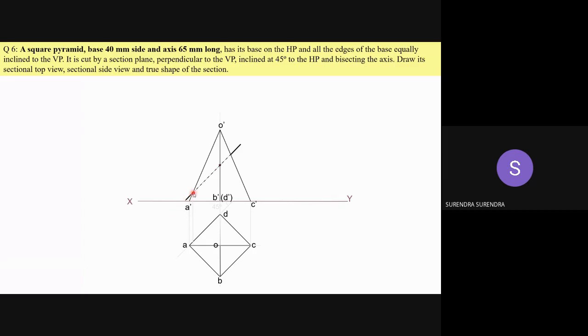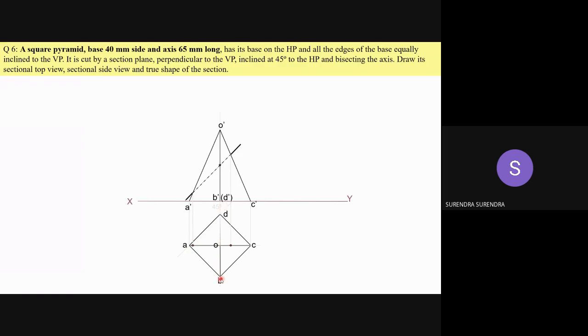Now, project these points up to top view, the intersection point of the section plane with the object. What are these points? You can transfer the cutting edge on AO edge directly, on CO edge directly. But the cutting edge on DO, if you project it, BO and DO, it will be getting on this line.